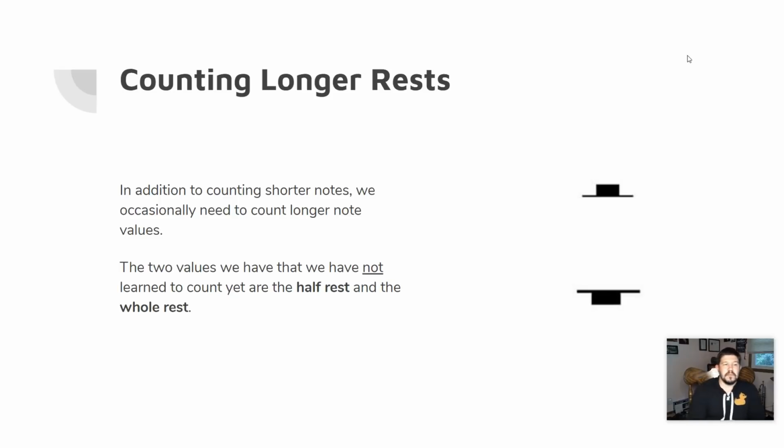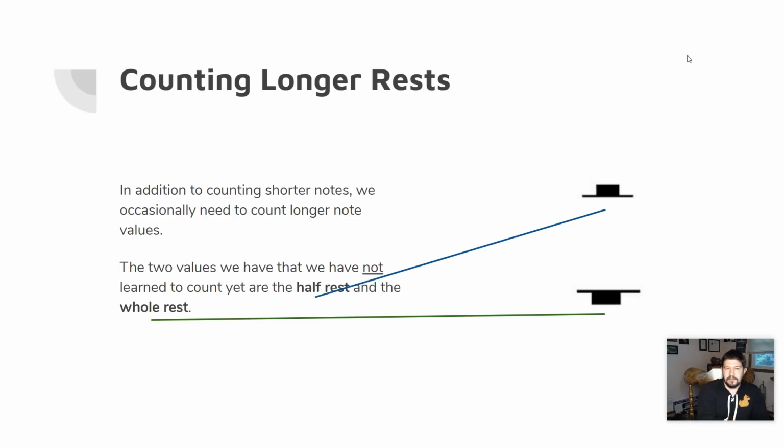So the 2 ones that we have not learned how to count yet are the half rest with the blue line right there going to the top figure, and the whole rest with the green line going to the bottom figure. Now remember, the half rest we can remember because it looks as if you could put it on. It's got the box up on top like a hat. The whole rest looks as if you could walk along and fall into it. The box is underneath the line as if it was a hole dug out of the ground.